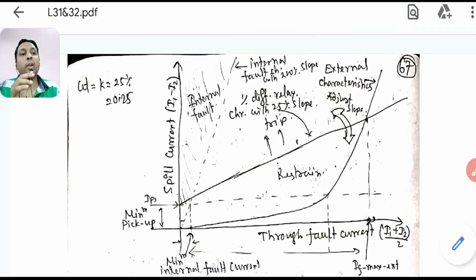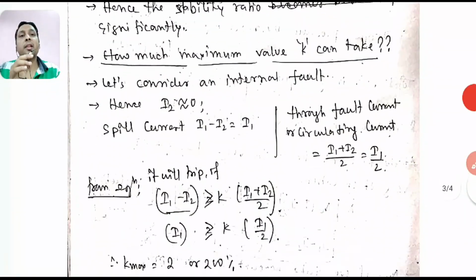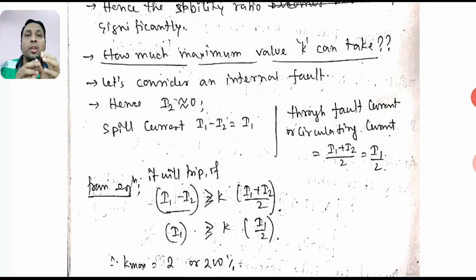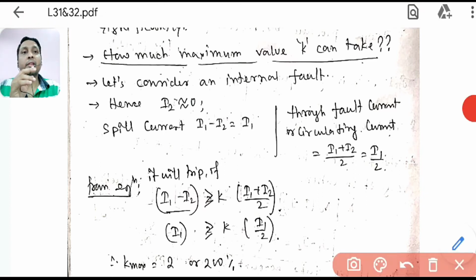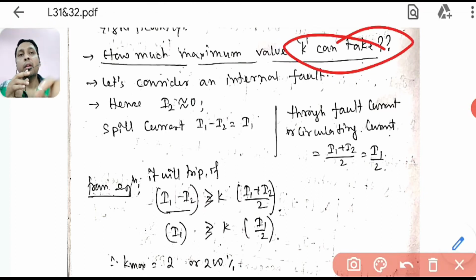So now if you want to see the limit, let us see. Now we have drawn some circuit for through fault current. Now let us see how it will behave in internal fault characteristics. If there is a fault inside, then how will your percentage bias differential protection work? From that you can guess the answer for K. Now let us consider the internal fault.